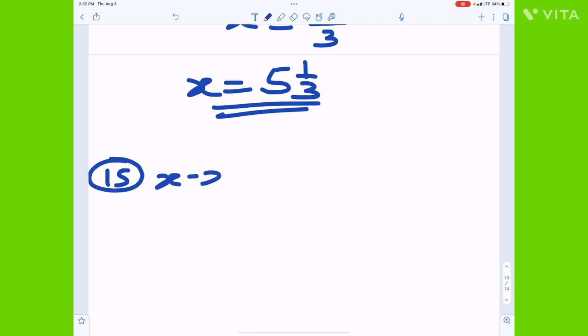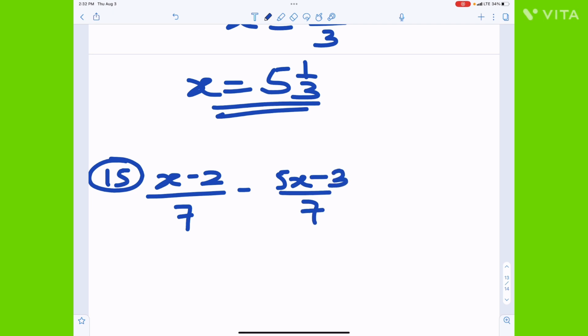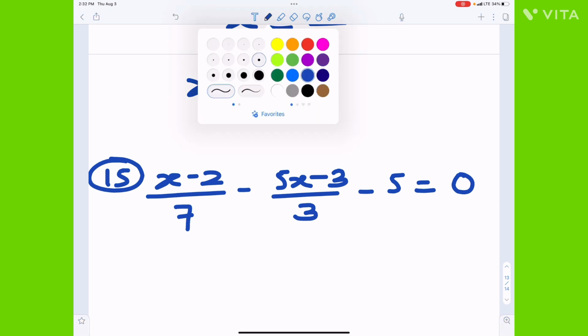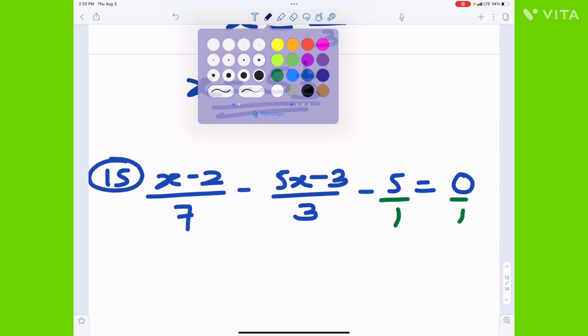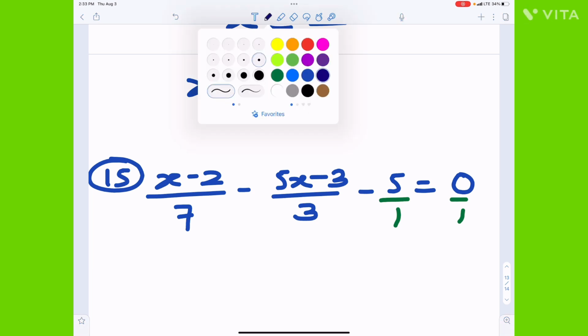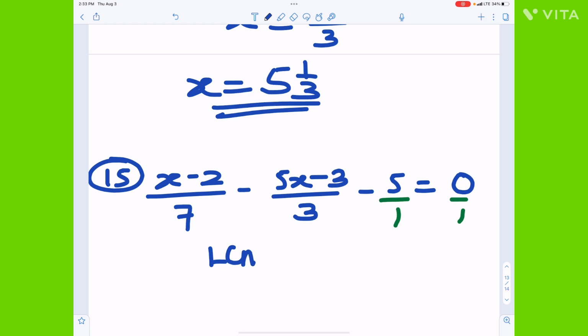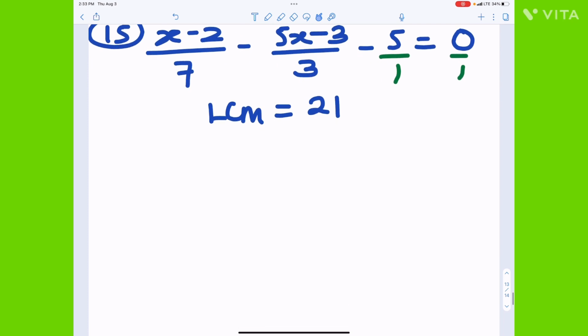I saw something was a bit unclear, that was why. So x minus 2 over 7 minus 5x minus 3 over 3 minus 5 is equal to 0. All you need to do here is simple. Put denominators on each one so it can be clearer. After writing your denominators, what do you get? So LCM, the denominators are 7, 3, and 1. LCM is 21. Multiplying each by 21, what do you get?